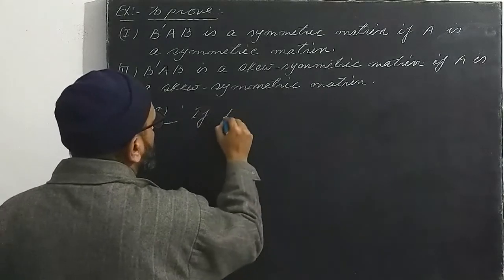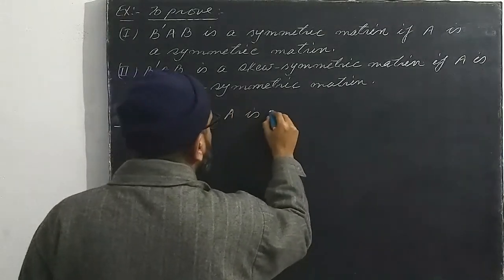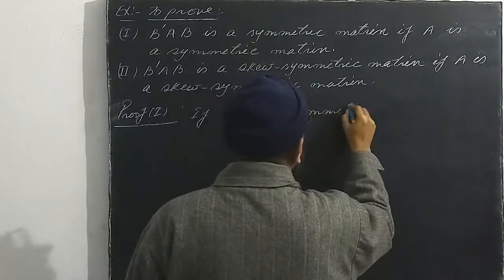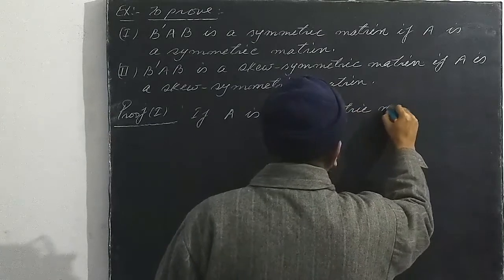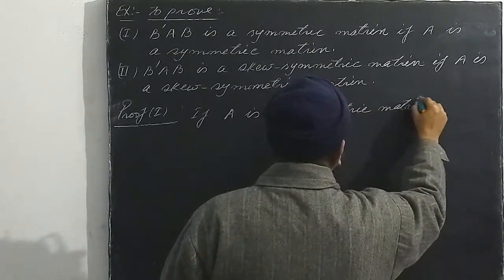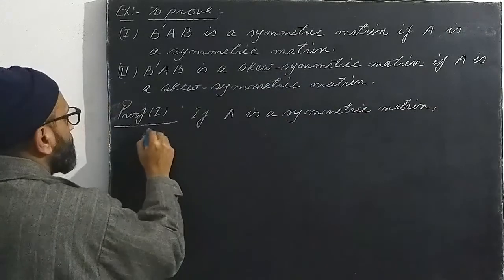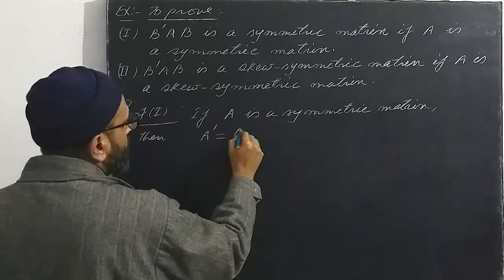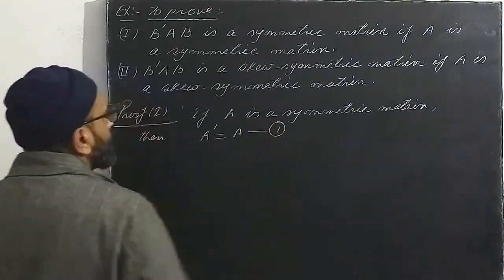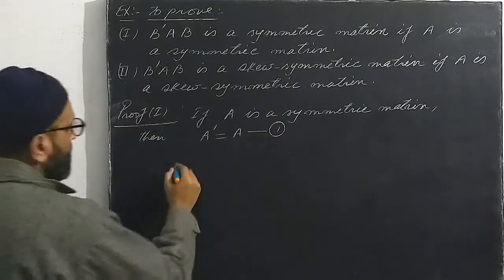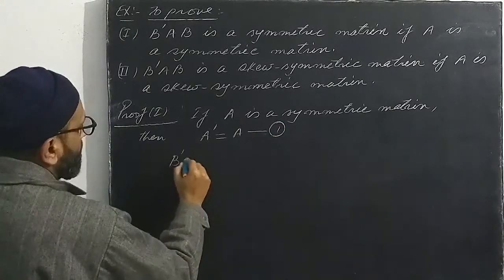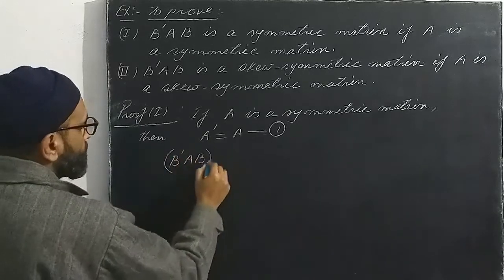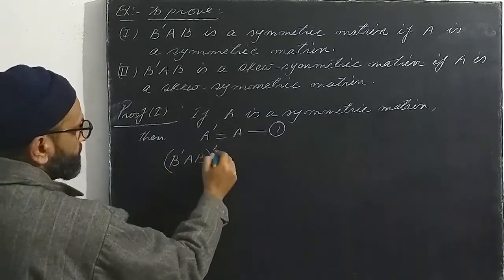If A is a symmetric matrix, then A' is equal to A. Let it be first. Now B'AB. Now we have to take the transpose of B'AB.